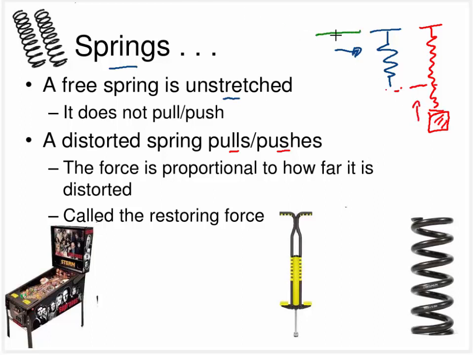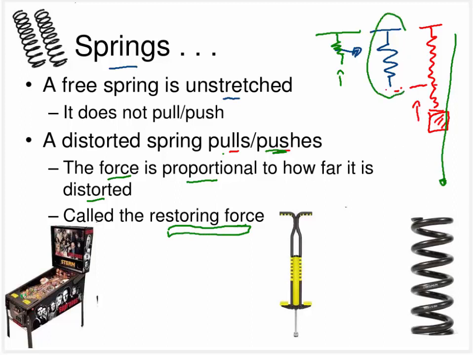If on the contrary I had taken this spring and jammed on it with my hand and pushed it in that direction, then the spring is going to push back on me. So springs can generate force, and how much force is directly proportional to how far you pull it. If you pull it kind of far, it's going to pull back. If you pull it really far, it's really going to pull back. The force that it pulls back with is called the restoring force, and it's trying to restore itself back to its original shape.